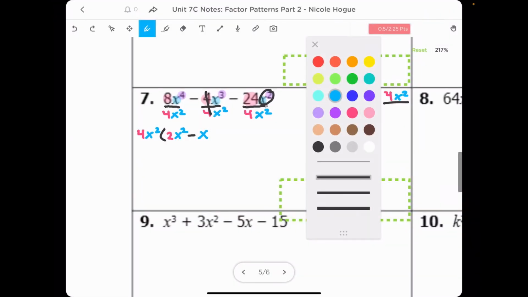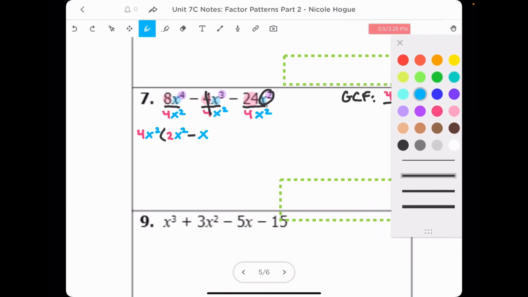All right, so then we have 2x squared minus x, and then the last part is going to be 24 divided by 4, which is going to be 6. So we are going to have that minus 6, and then x squared divided by x squared is going to be canceled. And now we see that we are left with 4x squared times 2x squared minus x minus 6.